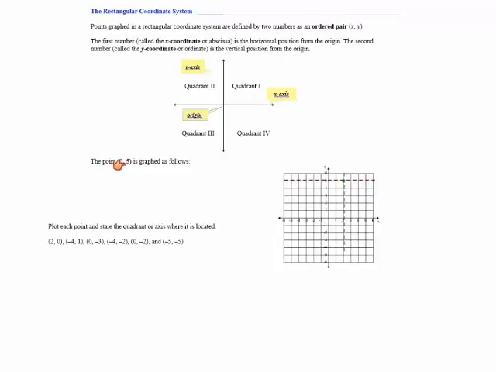To find the point (2, 5), on the x-axis, you're going to move 2 units. On the y-axis, you go 5 units up. This is the point that we're talking about, the first point, (2, 5).